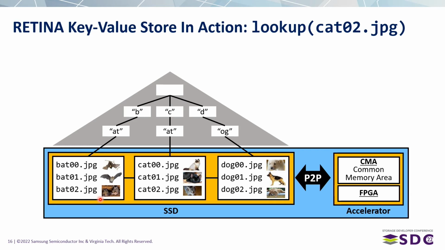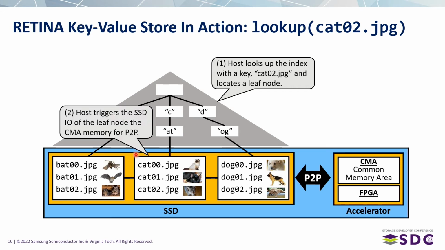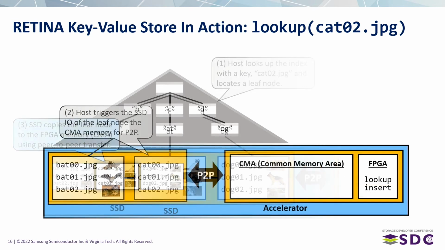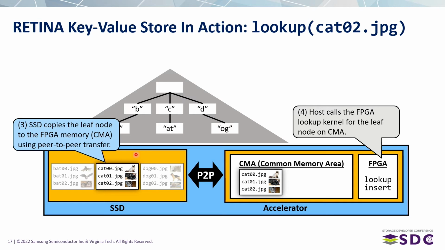Right? So let me give an example of how these ideas are realized. Suppose that we wanted to look up cat02.jpg. First the host has to traverse the intermediate nodes of the tree to locate the appropriate leaf node. Then the host will trigger the SSD I/O of the leaf node, copying the leaf node to the CMA memory region using the peer-to-peer operation. Then the host will again trigger the lookup kernel.